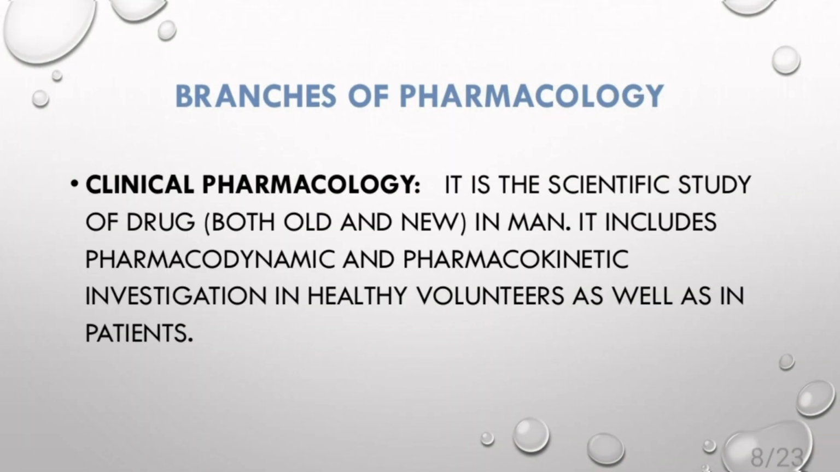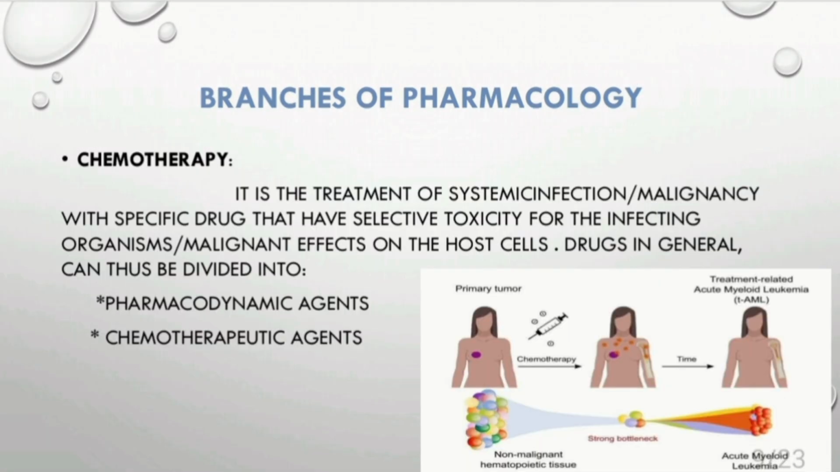Clinical pharmacology. It is the scientific study of drugs, both old and new, in man. It includes pharmacodynamic and pharmacokinetic investigation in healthy volunteers as well as in patients. So in clinical pharmacology, we are going to study how the drug works in humans and how they can be used safely, effectively and economically. This term basically comes under the clinical trials.